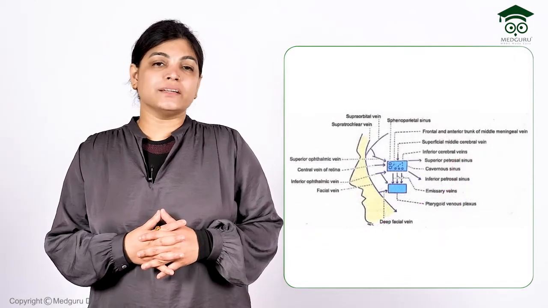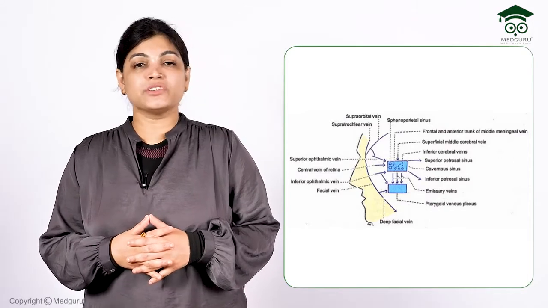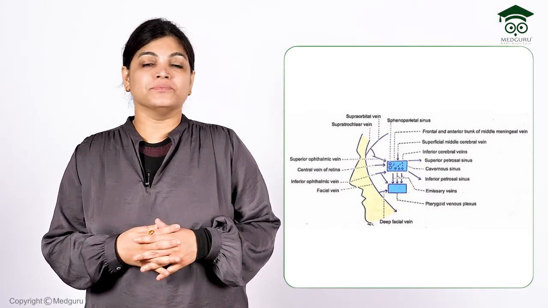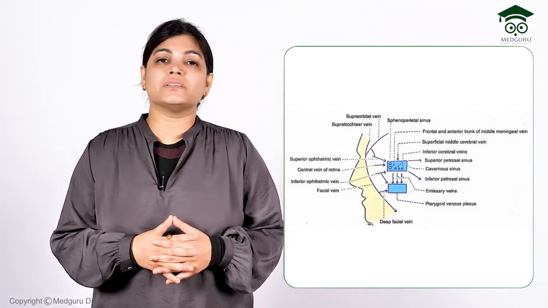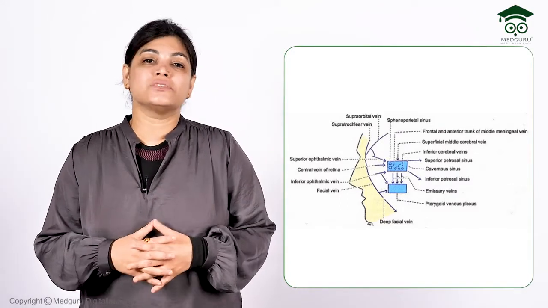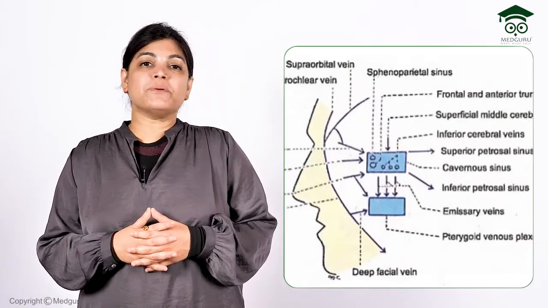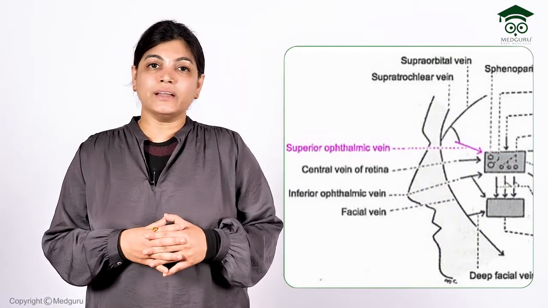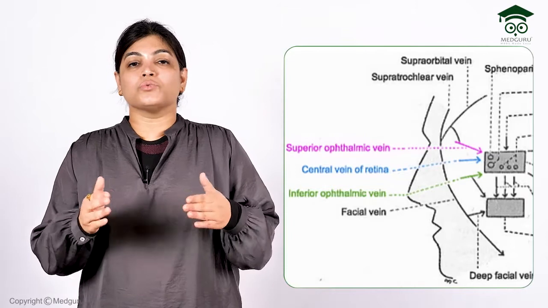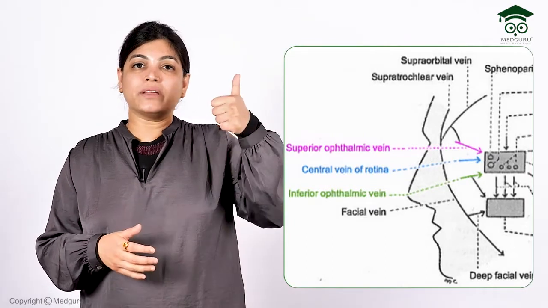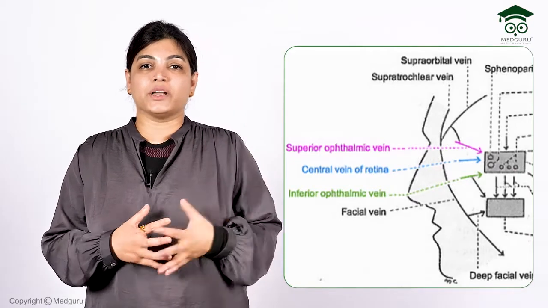Tributaries of the cavernous sinus. The important tributaries are from three sources, that is the orbit, meninges and brain. So three sources are there for forming the tributaries of the cavernous sinus, and you should know all these tributaries. From the orbit we have three tributaries, namely superior ophthalmic vein, inferior ophthalmic vein and central vein of the retina.